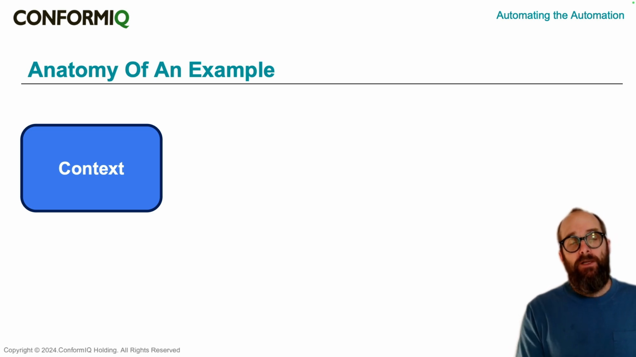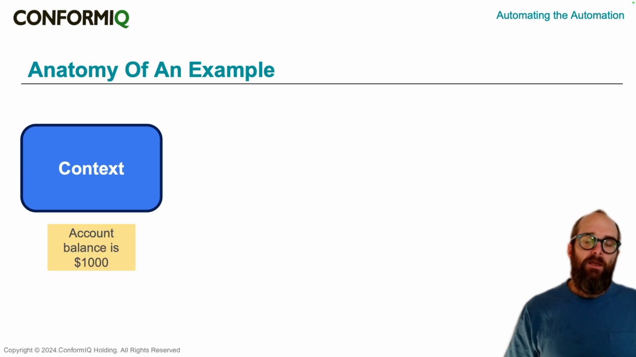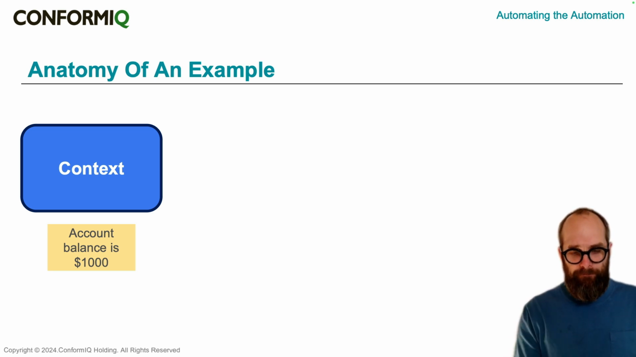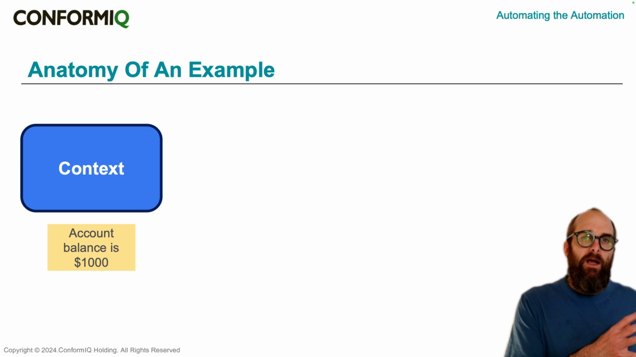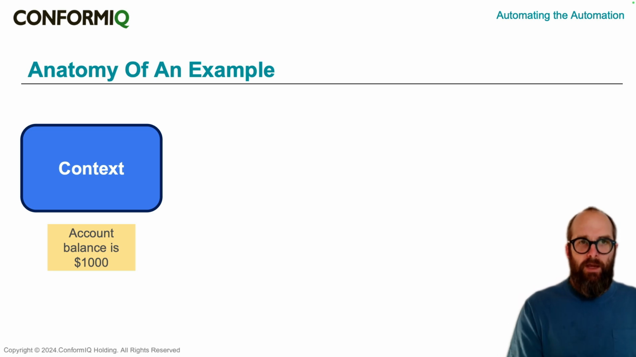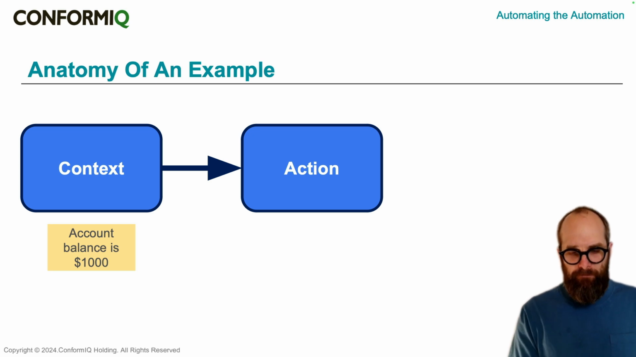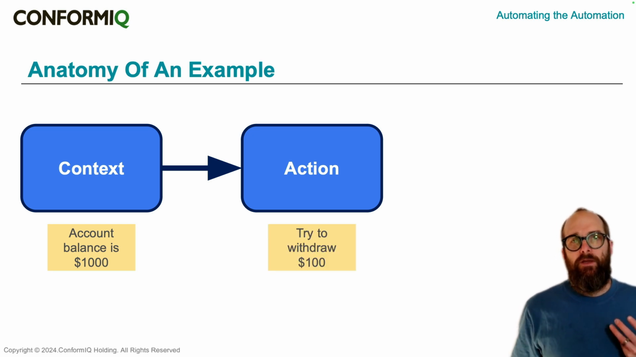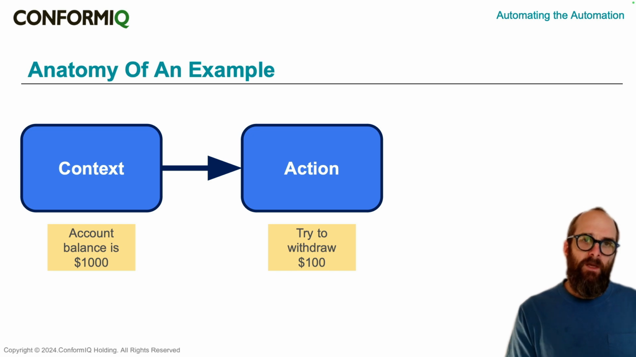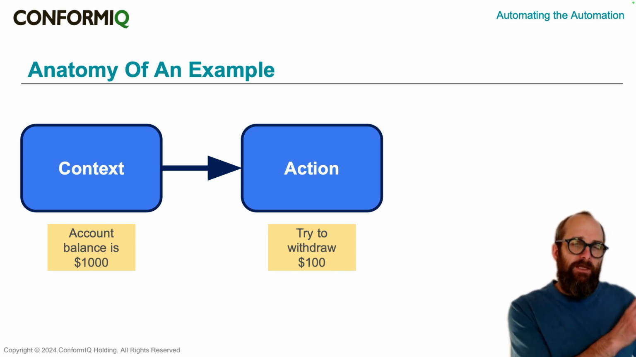Every example starts in a context. For example, say we're building an ATM, the software for an automated teller machine where you get cash from the bank. The context might be that we start out with $1,000 in our account. Then, in the context, we have an action. Something happens that changes the state of the system. In this case, the customer tries to withdraw $100 from their account.